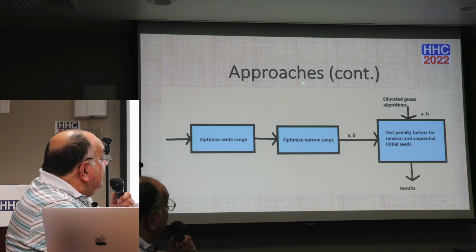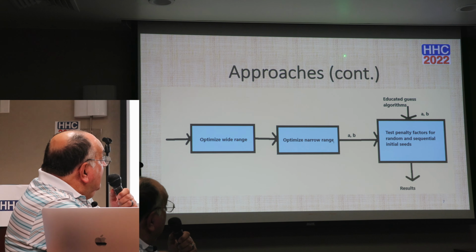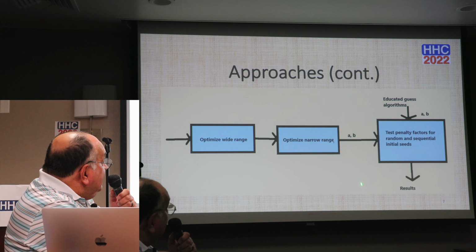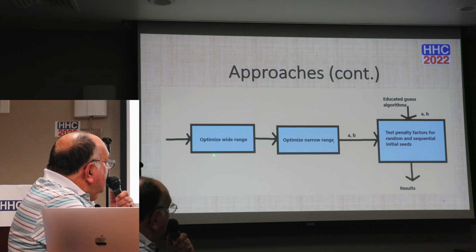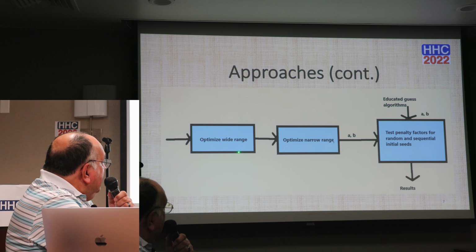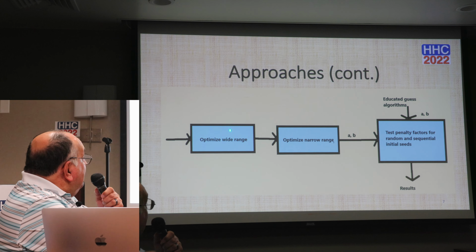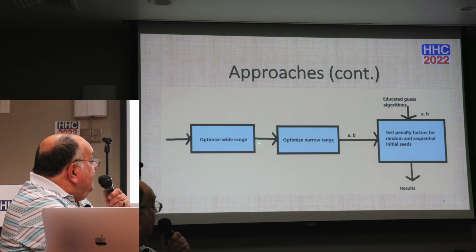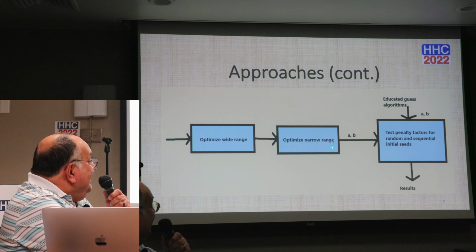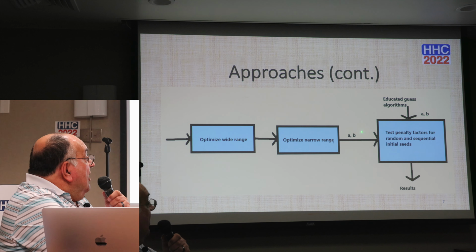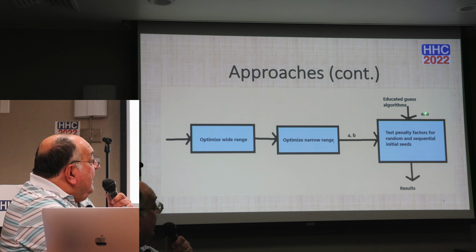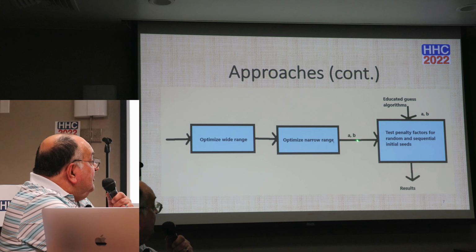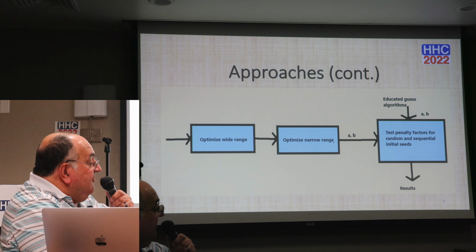The schematic, we have really two stages, stage 1 and stage 2. In stage 1, I take values for A and B and initial random seed in a wide range and try to find the optimum value, and then feed them back to get narrower values of A and B, and then feed those results to stage 2. Or I can get the educated guesses of A and B and do the same, and then get the results and compare what I get from here with what I get from here.